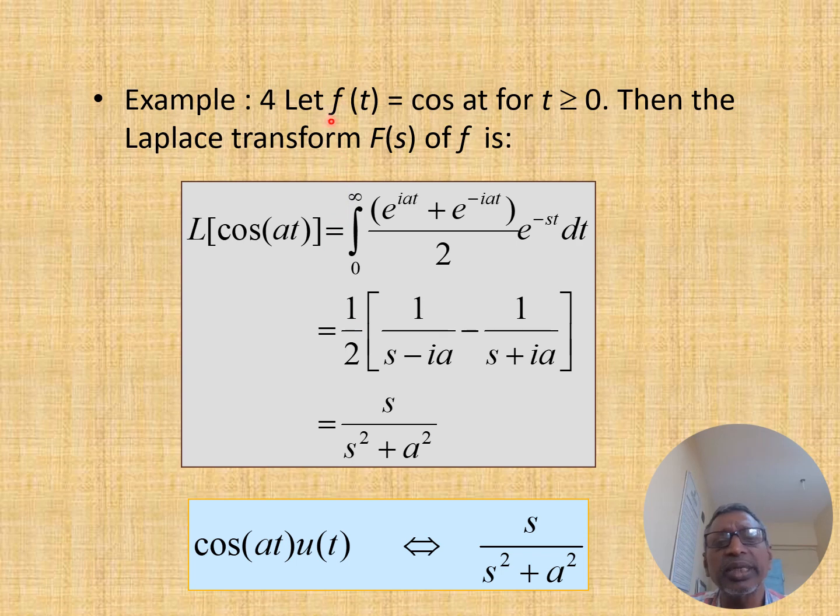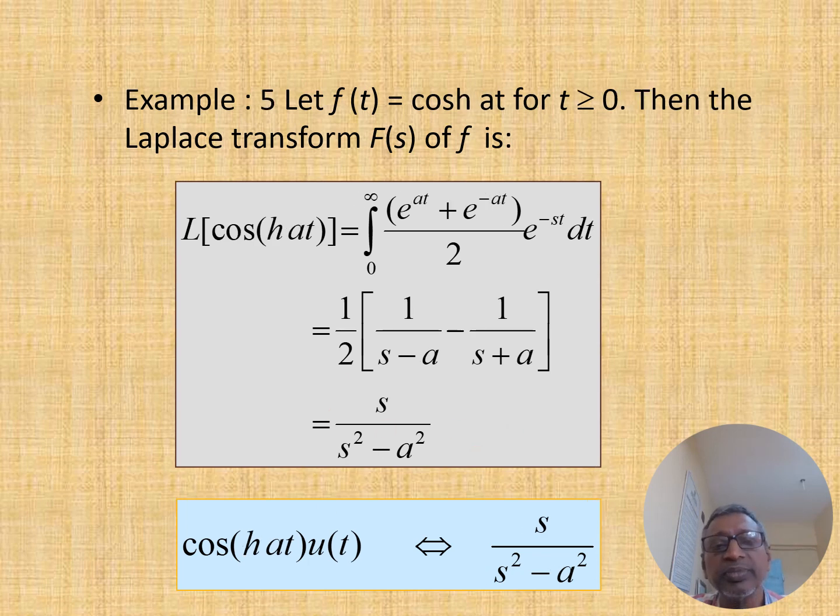In a similar manner, we can calculate for f of t equal to cos at, and we can write cos at in terms of exponential functions, e power iat plus e power minus iat divided by 2, into e power minus st dt. By just integrating using the cancellation property, immediately I will get 1 by s minus ia minus 1 by s plus ia, and simplifying these two I will get s by s square plus a square. In a similar manner, we can go for cosh at by using the definition. I can say it is nothing but s by s square minus a square.